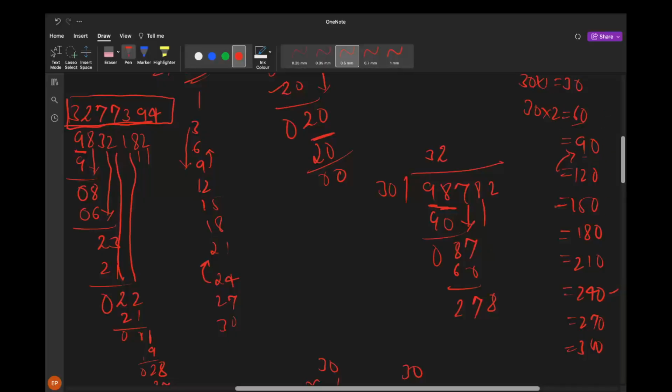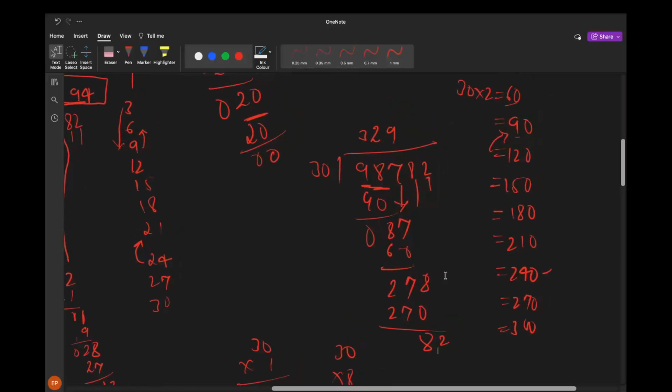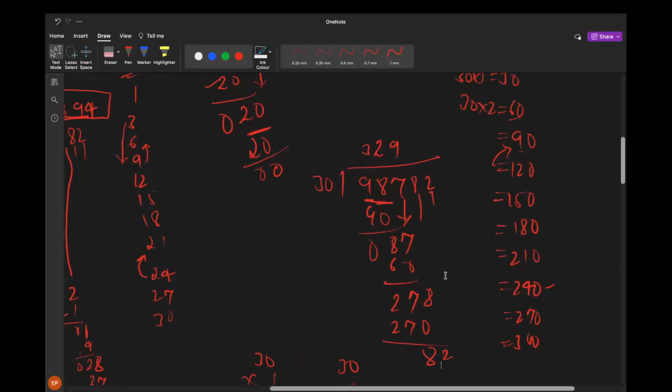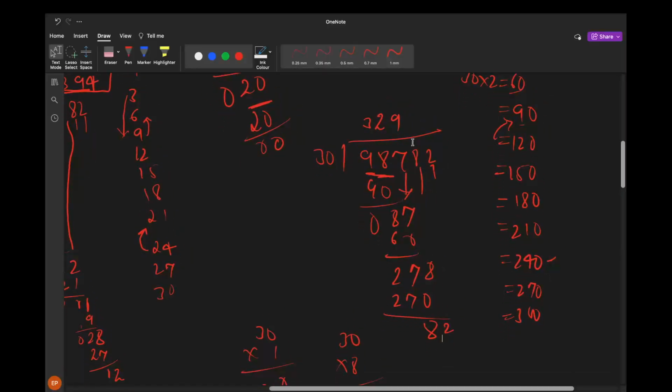278. Where is the near value to 278? 270, 300. Which one do we have to consider? 270. 3 9s are 270. We are left with 8. Now comes 2. 82. Check the near value. 60, right? 3 2s are 60. How much? 82 minus 60 is 22. We are left with 22.